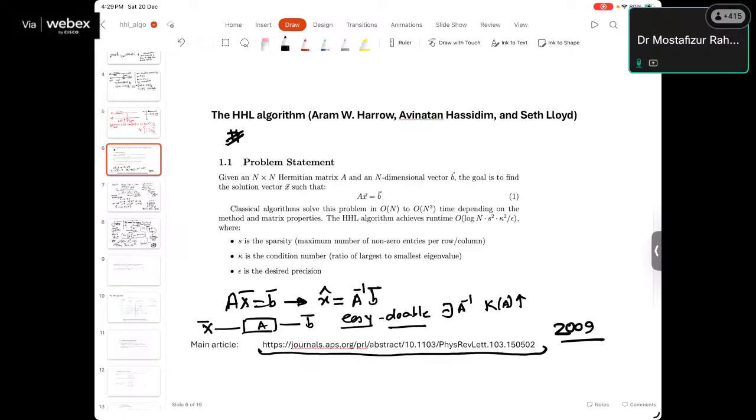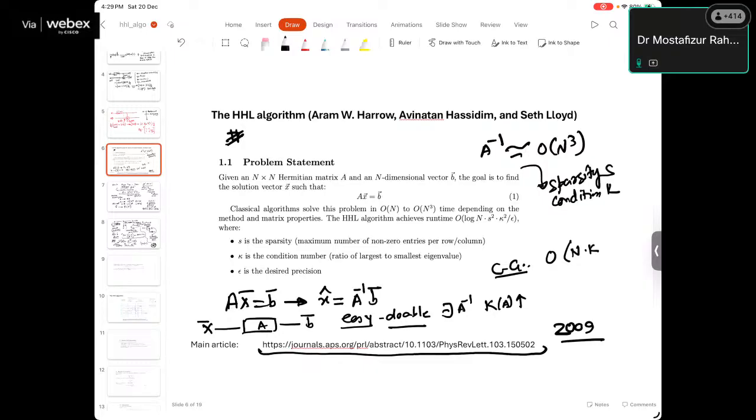In general, when we solve this on a classical machine, what is the complexity? You are doing a matrix inversion, so normally it is order of n to the power 3 or more. With a certain sparsity condition, that the matrix A is sparse with sparsity s, and the condition number of that matrix is k, the best classical algorithm, the conjugate gradient method, is basically some order of nk, something like that.